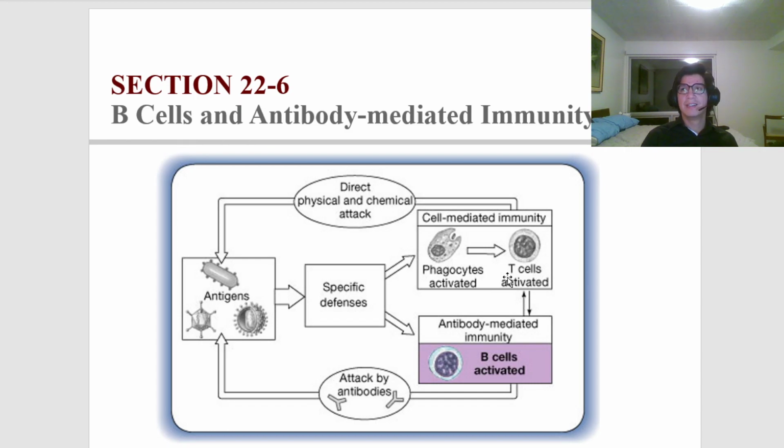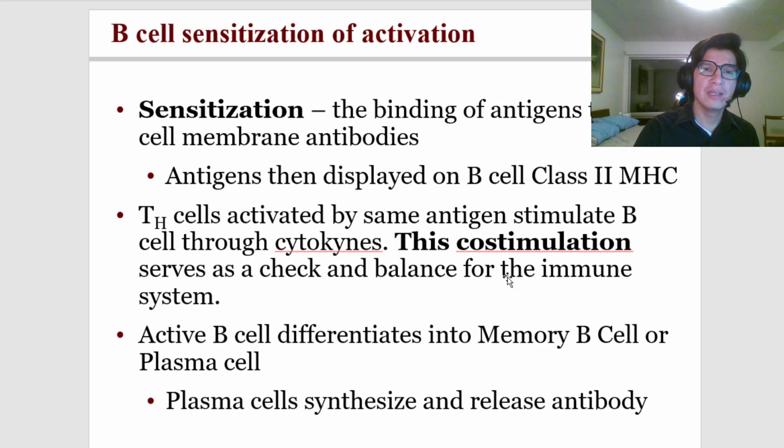Now we're gonna look at B cells. These are the ones that are able to create antibody. These are the archers of the immune system. So let's get started.